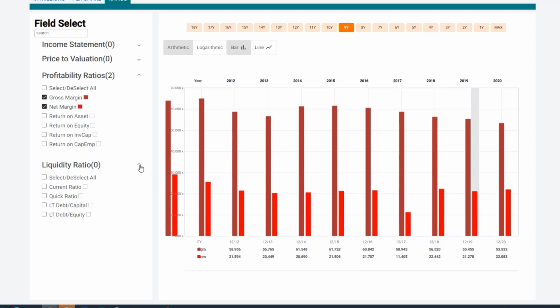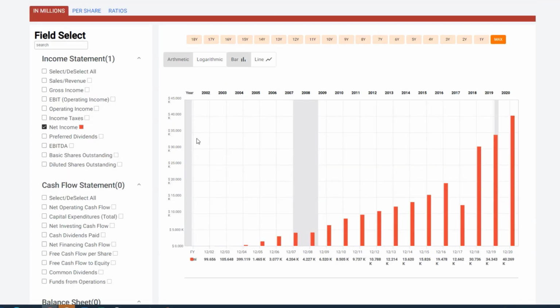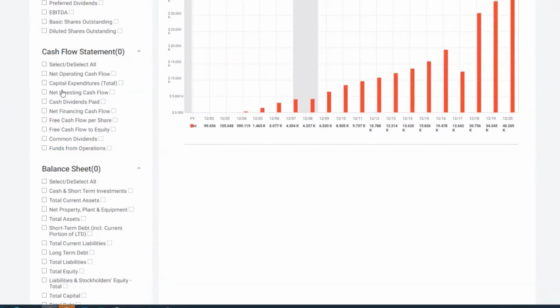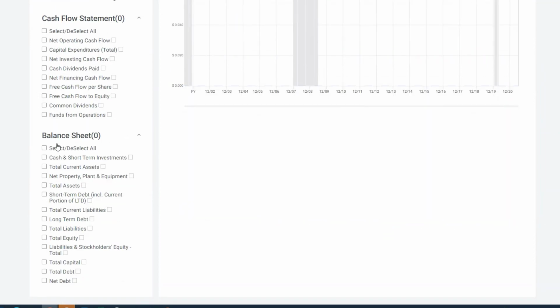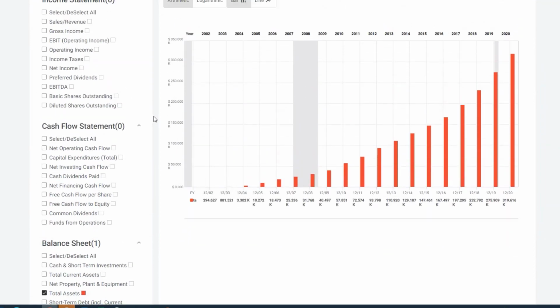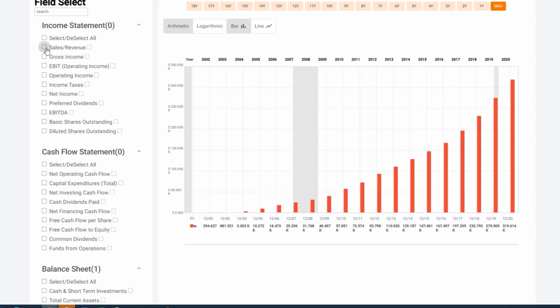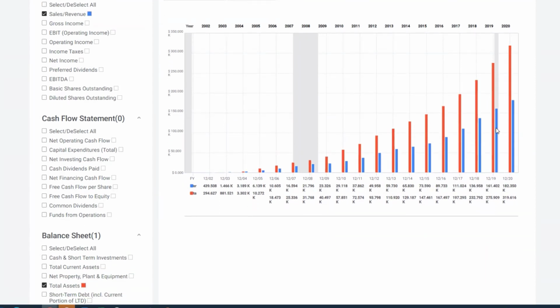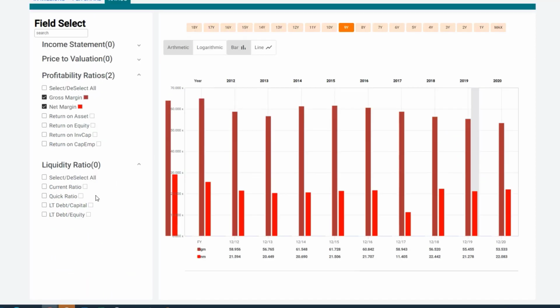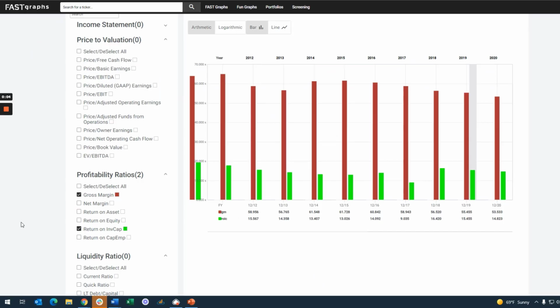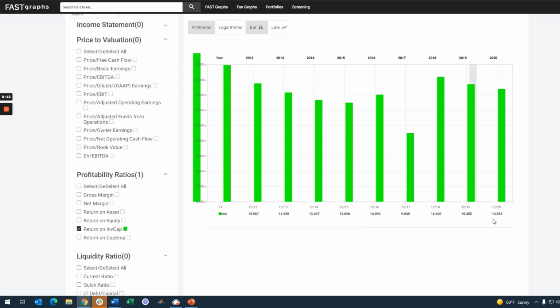I'm going to look at things like asset turnover, assets to sales. So I'm going to go ahead and go into the company's balance sheet here, and I'm going to plot total assets. And then I'm going to go to the income statement and look at sales. And you can see that the company is turning over their assets pretty well relative to sales. This is assets divided by sales. I'm going to go back to the ratios graph. I'm going to look at things like return on invested capital. And as you can see, the return on invested capital here is very strong, averaging over 14%.